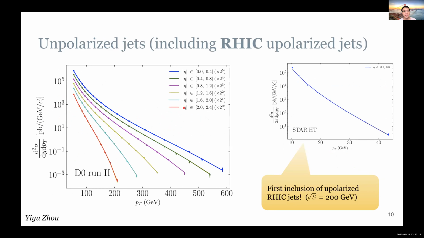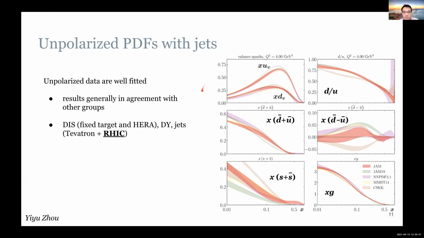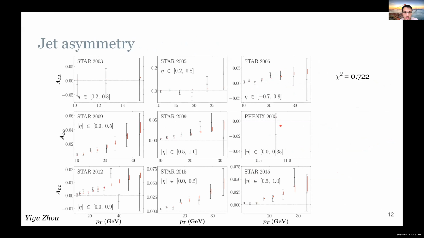So here I'm showing the fits to the jets, and on the left is the D0 Run 2 data. We can see we have a very good agreement of the theory with the data points, which are the dots here, across almost eight orders of magnitude. We also include the RHIC unpolarized jet data for the very first time, also with a very good agreement. So what about the PDFs? In general we have a good agreement with other groups. The focus of this talk, of course, is the polarized PDFs.